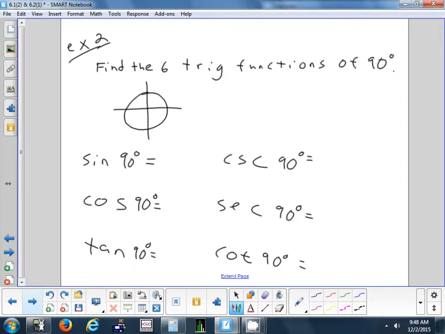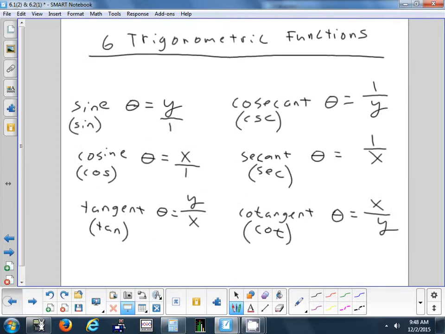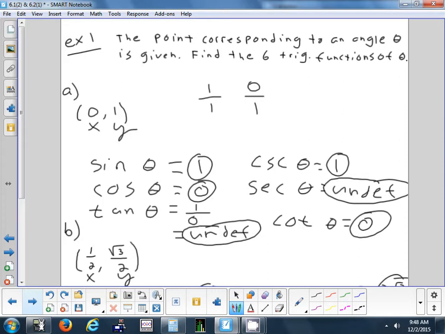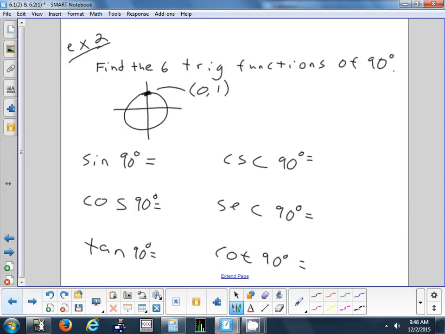Where's 90? The y-axis. Now if that's a unit circle and the radius is 1, what would be the coordinates for that? 0, 1. How do we know the radius is 1? Because everything we're doing in this section is on a unit circle. The whole thing is a unit circle, so it's always 1 unit. Any question on how we got 0, 1?